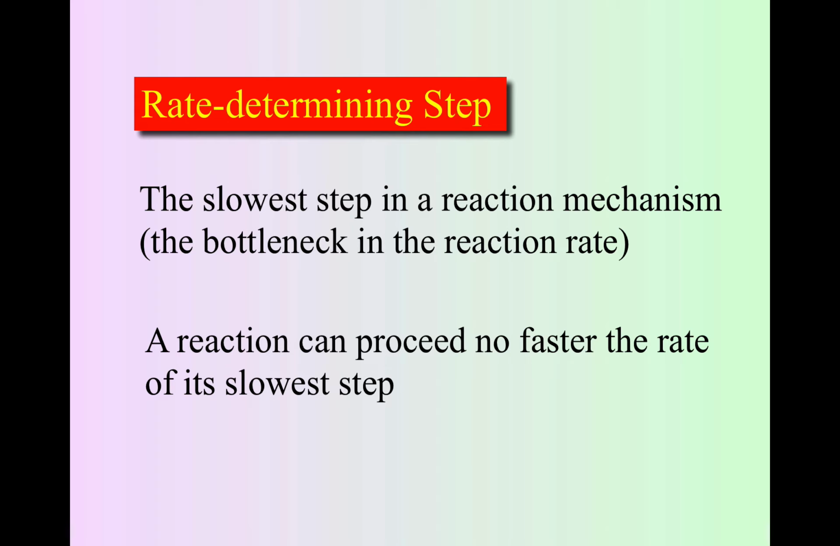All right, so as far as how fast the reaction is going to go, a reaction can only go as fast as the slowest step. So if you have a three-step mechanism, the slowest step is the one that's determining how fast the reaction is going. It can't go any faster than that step. So that's called the rate determining step.